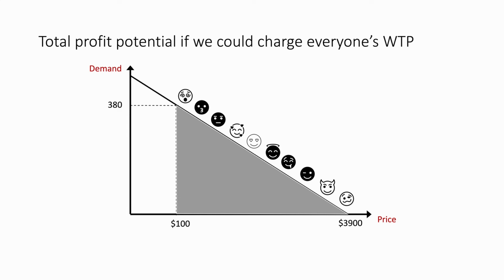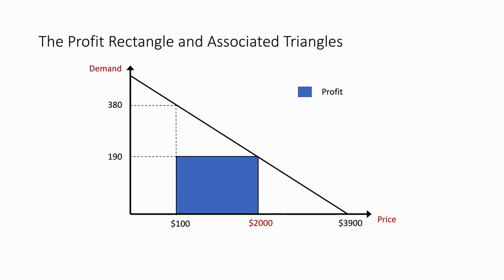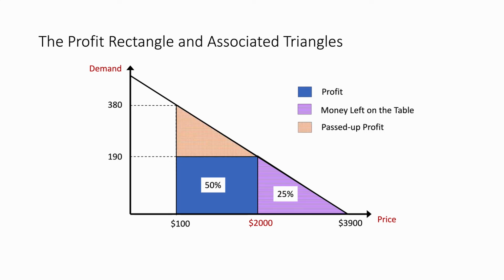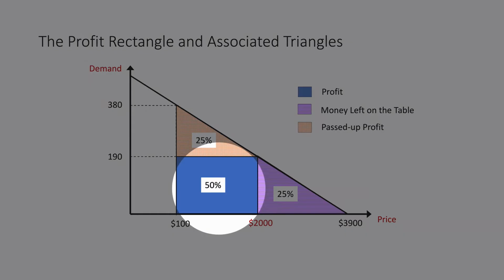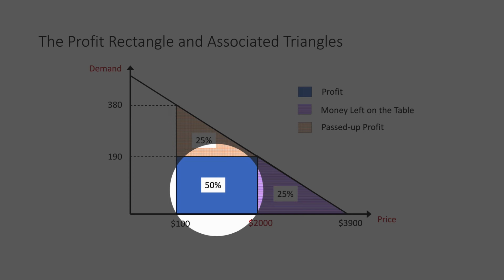That is, everybody is charged at the willingness to pay. And recall the single price scenario: you are only getting a small rectangle out of this big triangle. If we look at the single price case, this is our profit. That's 50% of the big triangle. This is the money left on the table. This represents 25% of the big triangle. And finally, this is the passed up profit. It represents another 25% of the big triangle. So when we are charging a single optimal price, we only get 50% of the total profit potential.